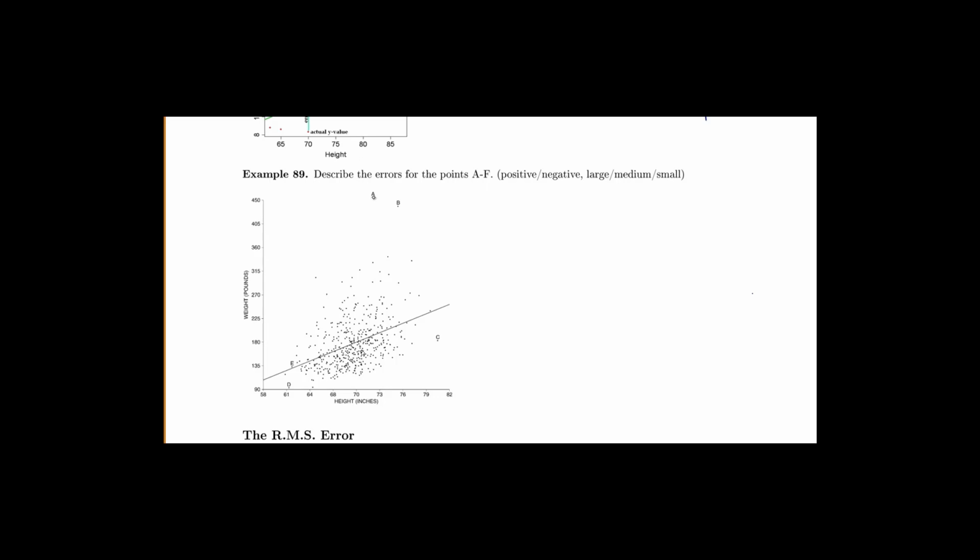For point A, the error would be the distance from A to the line. Notice that A is above the line. Also, if we do our actual value of A minus the predicted value of A, which would be on the line, we're going to get a positive number. So for A, the error is going to be positive. And A seems very far from the line, and so I would call that a large error. For B, again, B is above the line, so it would be a positive error. And it seems pretty far from the line, so let's call it large.